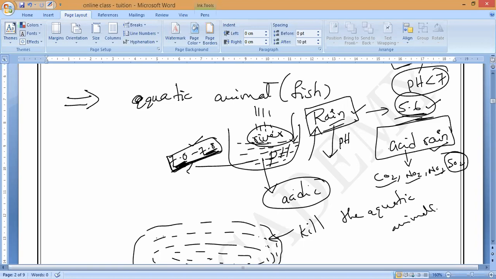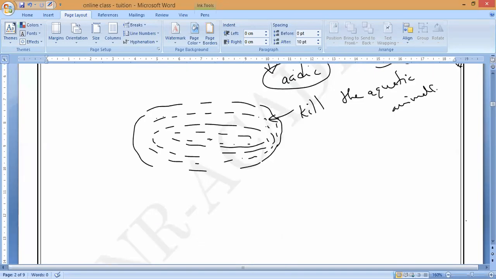Anybody? Sulfur dioxide. All of you should remember, it is very important. The major cause of acid rain is sulfur dioxide. Very, very dangerous, because if it reacts with water, what will form? Sulfur dioxide reacts with water. What will it form? H2SO3. Understand? Sulfurous acid, a weak acid.